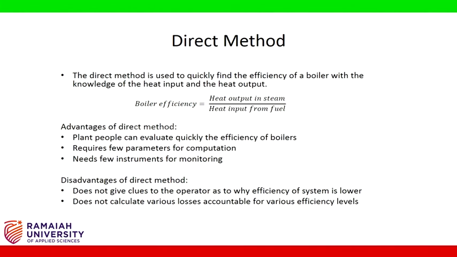Disadvantages of direct method: it does not give clues to the operator as to why efficiency of the system is lower, and does not calculate various losses accountable for various efficiency levels. Boiler efficiency is equal to heat output in steam divided by heat input from fuel.